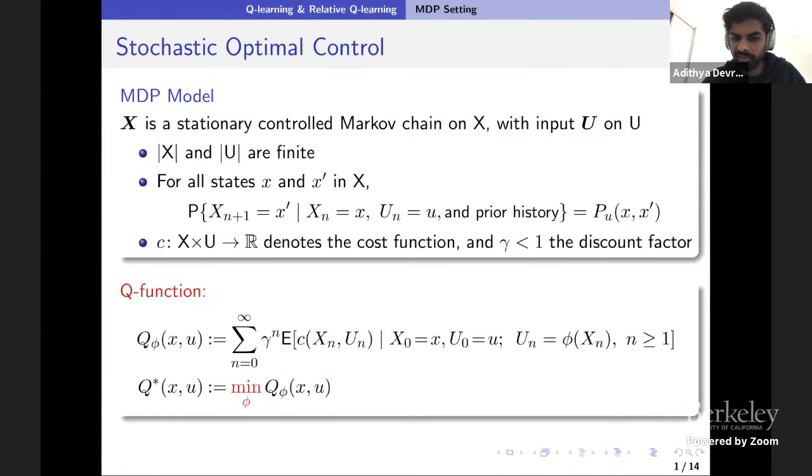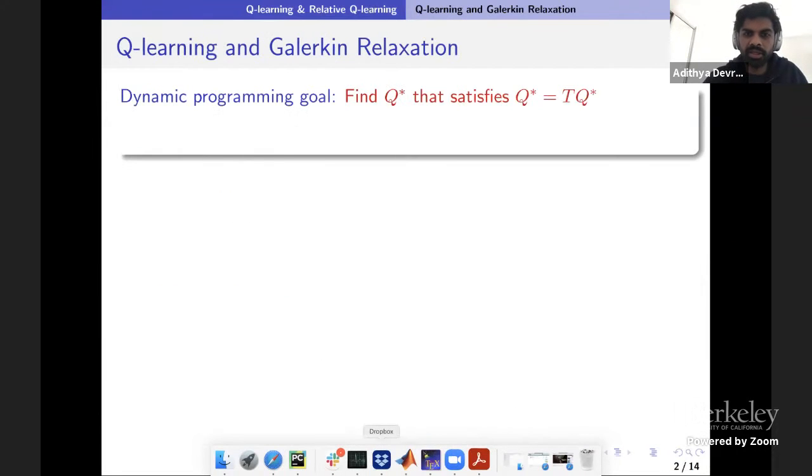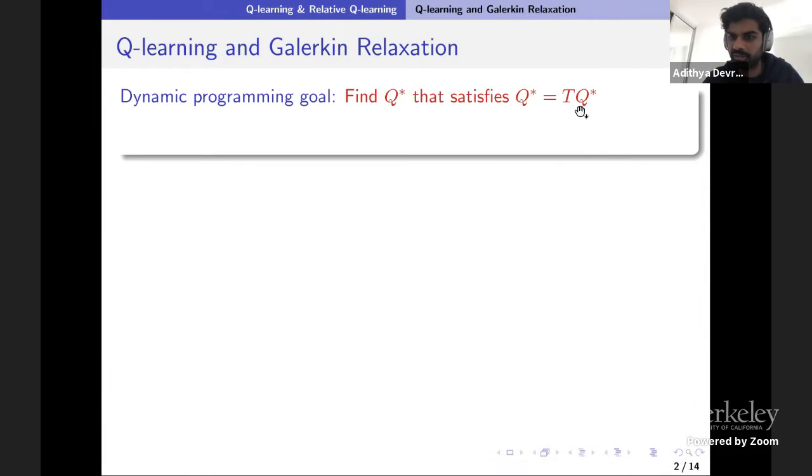Given a feedback policy phi, we denote Q^phi to be the Q value function that corresponds to policy phi, and that is given by this infinite summation. The optimal Q function Q star is the minimum over all policies phi of Q^phi. It is well known that this optimal Q function Q star solves a fixed point equation known as the Bellman equation. Here T denotes the Bellman operator that is defined over here. We'll also use Q lower bar to denote the minimum over all actions of Q star. So that's just some notation setup. The goal in dynamic programming is to find the solution Q star to this fixed point equation, Q star equals T Q star.